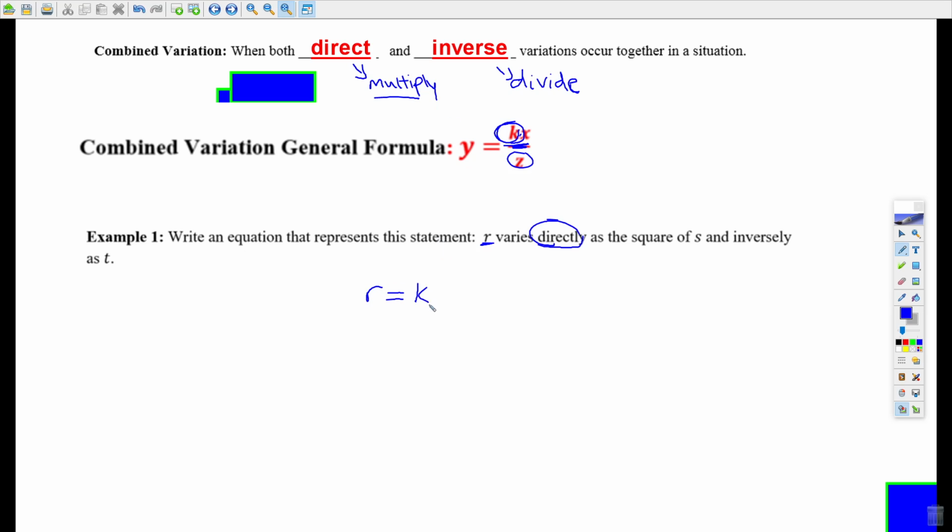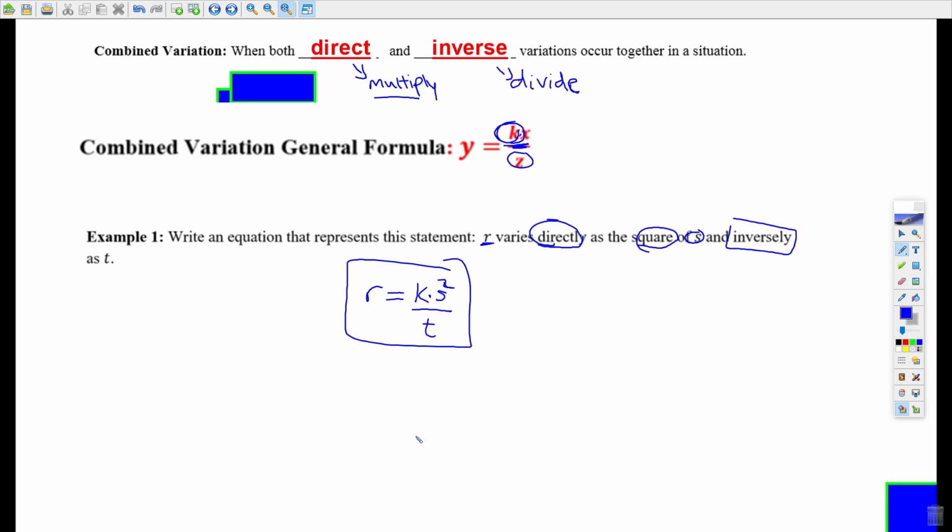So R equals K, which is always there, times whatever comes next. R varies directly as the square of S. So that means we're going to multiply by S squared. And inversely, now we're switching it up. Now we're doing division. Divide by T. I don't see any powers on T, so it's just T. So that's practicing making the equation.